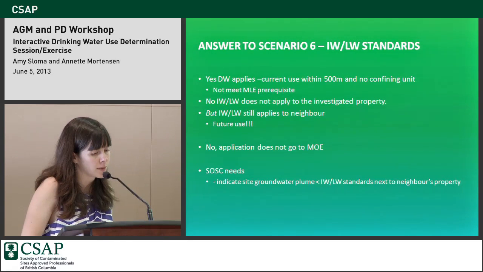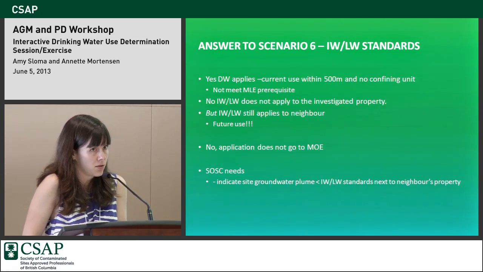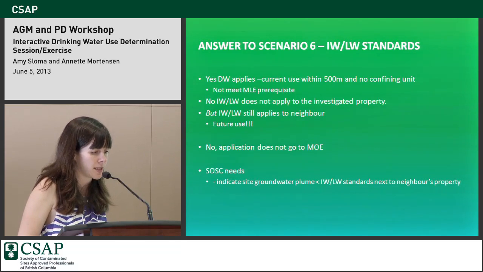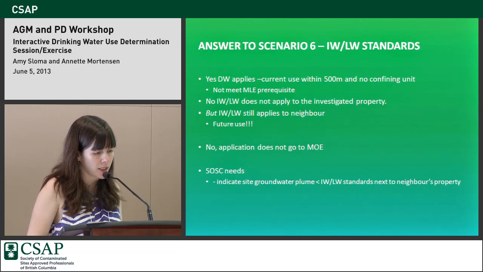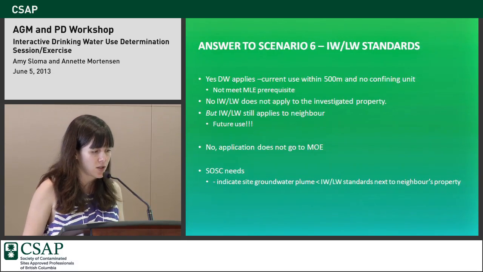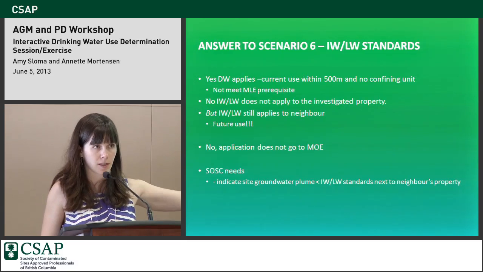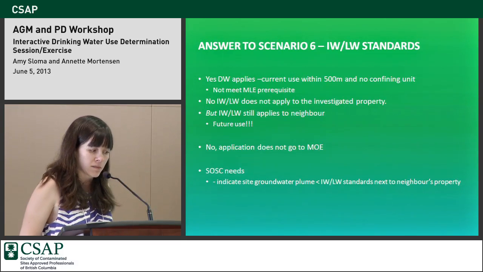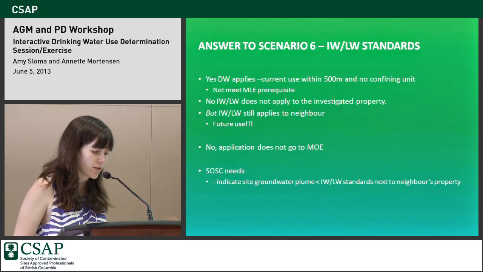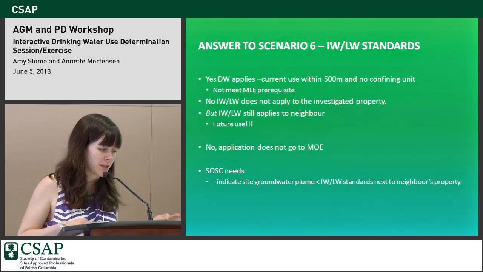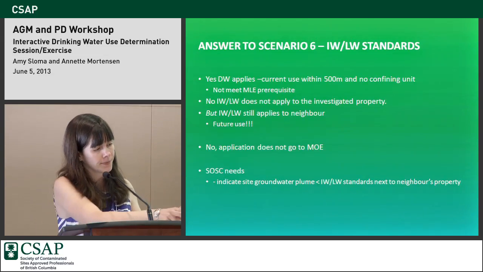So IW and LW wouldn't apply to the actual investigated property because you don't have an agricultural use there, but IW and LW still applies to the neighbor. So the application wouldn't come into us, but you should indicate in your summary of site conditions that you do meet IW and LW at that furthest down gradient well closest to the property boundary. There's a few metals and pesticides that are more stringent for IW and LW standard than for the DW standard. There's not a whole lot of contaminants where we see that. And manganese and iron, keep in mind, may be exempt based on the latest Stage 8 amendments as well.